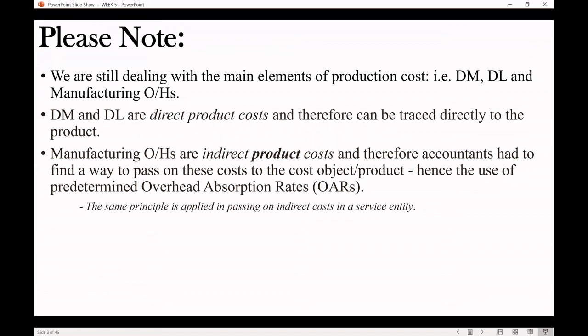And what we're saying here is that though this is for a manufacturing department, right, the same principle is applied when passing on indirect costs in a service entity. So though this is a manufacturing entity that we're talking about, and we're talking about OAR and manufacturing overheads, etc., the same principle applies to a service entity.